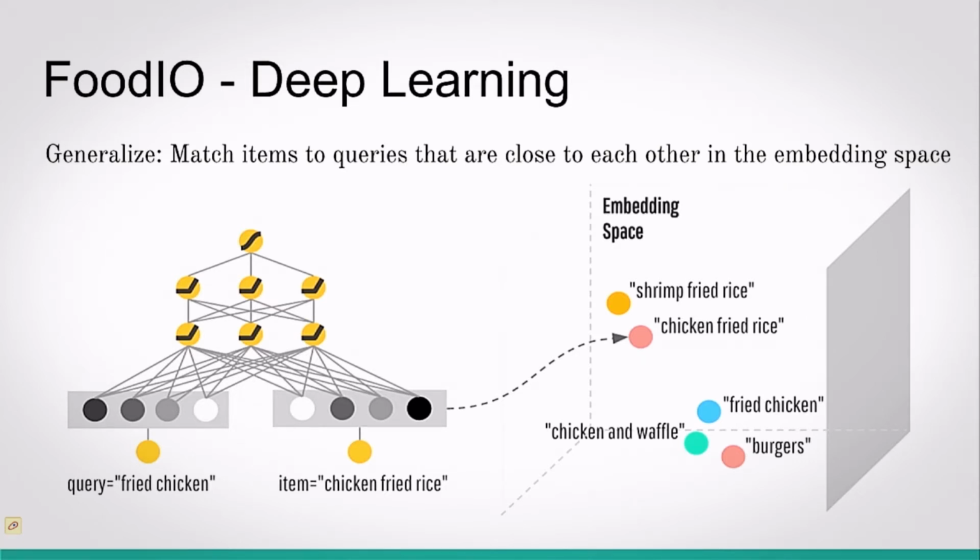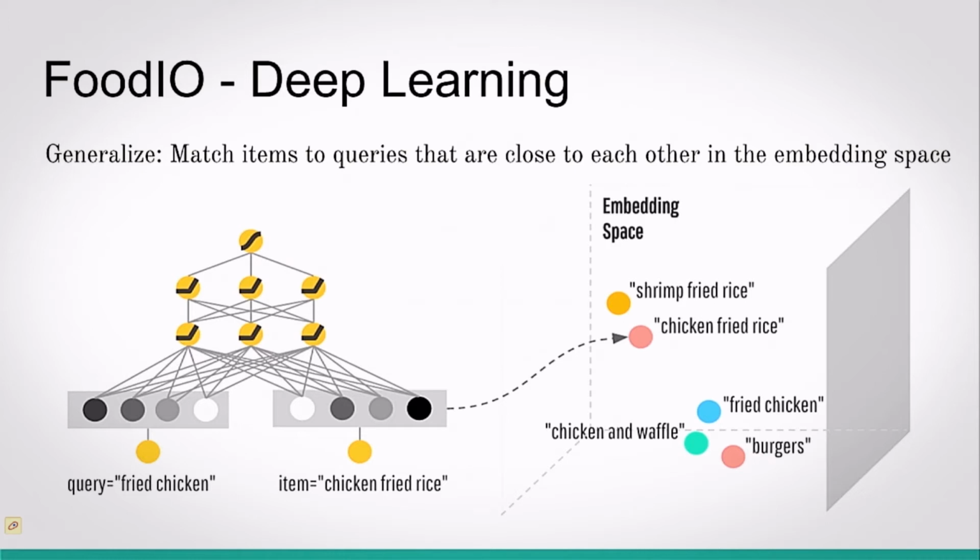So two food items that are closer to each other are related to each other, and similarly, two queries, if they are closer to each other, they are related to each other. And during prediction time, for a given query, you will try to match items that are close to each other in this embedding space.